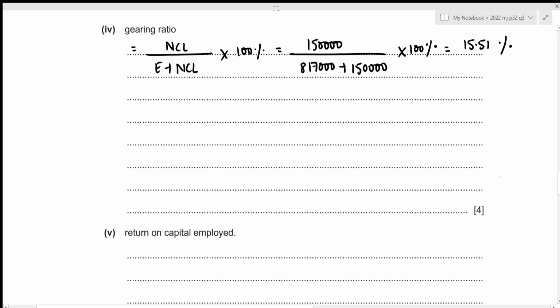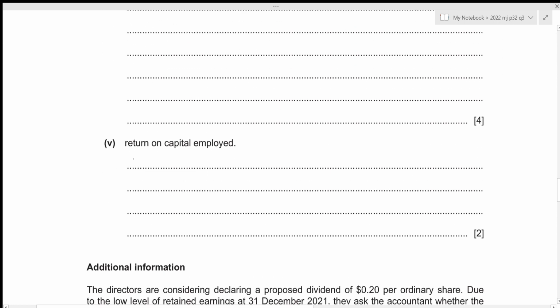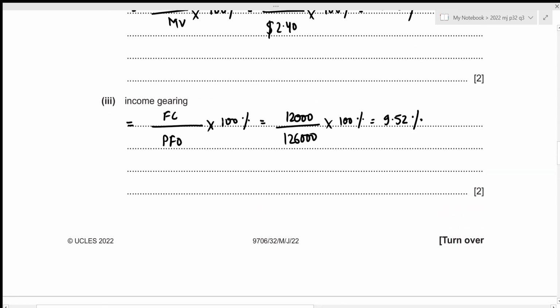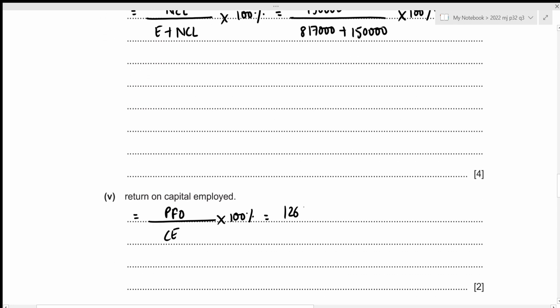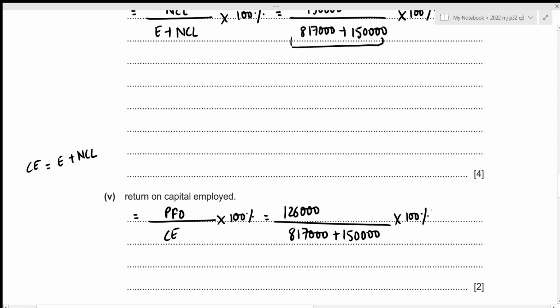Alright, then we need to figure out our return on capital employed. So the return on capital employed is just our profit from operations divided by the entire capital employed times 100%. We have already calculated our profit from operations to be 126,000. Let's write it down. And capital employed is just the sum of equity and non-current liabilities, which we have right here. So that will be 817,000 plus 150,000 times 100%. Now this results in the return on capital employed being 13.03%.